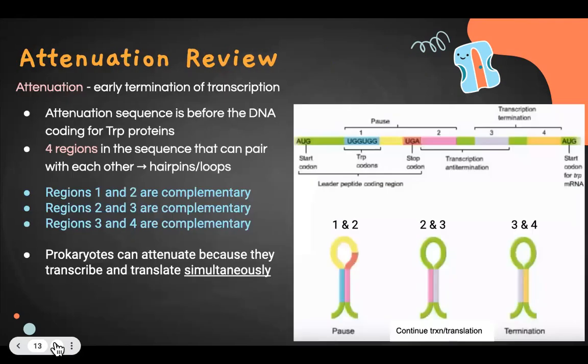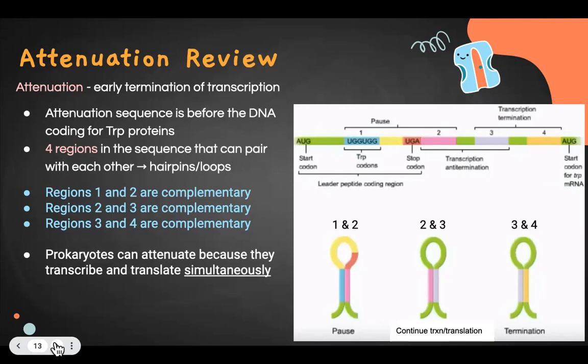Here's some review. Attenuation can be really confusing, but the way I like to think about it is that there are four regions: 1, 2, 3, and 4. If 2 and 3 pair, this means transcription can happen, but if 3 and 4 pair, this means it'll be terminated. How it actually happens mechanically can be really confusing.